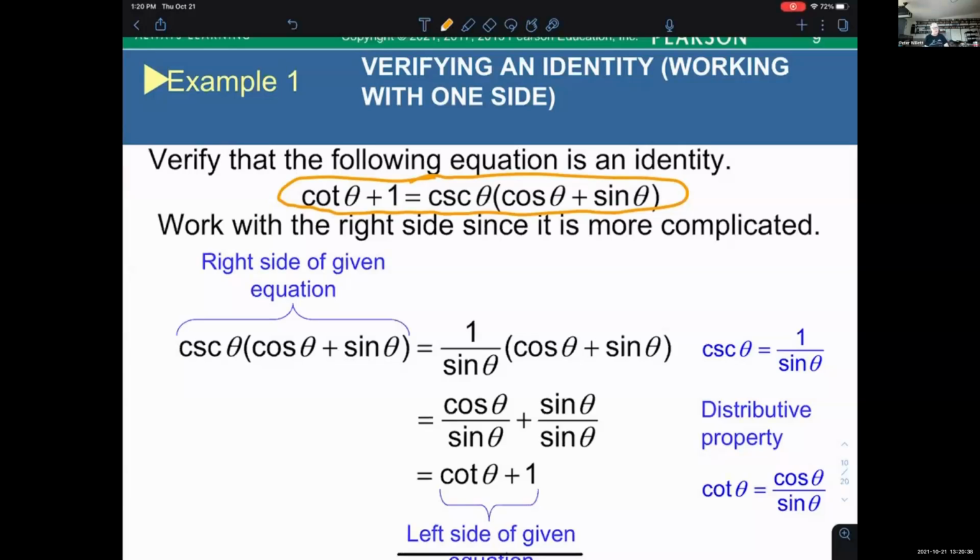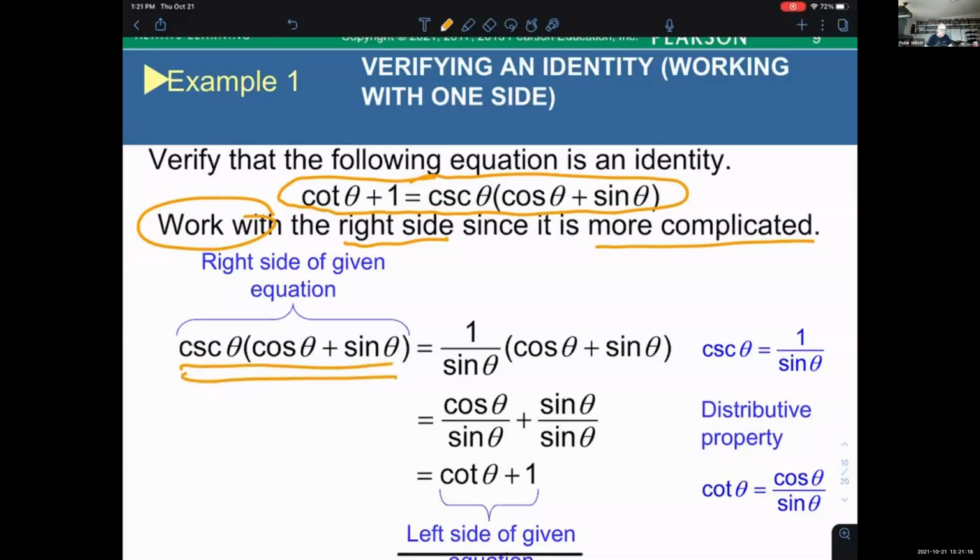And on top of that, they're using one of their hints, which was recognizing that the right side is more complicated than the left. There are 3 different trig functions there. There are parentheses with some addition and multiplication. Where on the left side, we just have one trig function and the number 1 that's added. So they say work with the right side because it's more complicated. That was one of the hints: take the more complicated side and try to make it look like the simpler side. So they pull the right side off by itself and say, all right, here's the right side of the equation that was given.